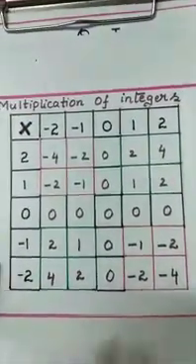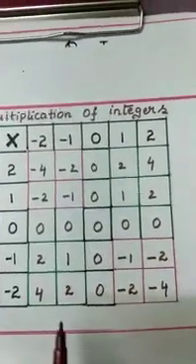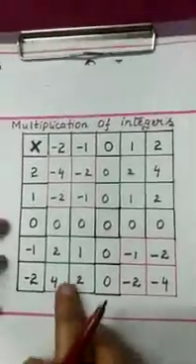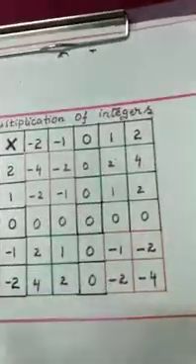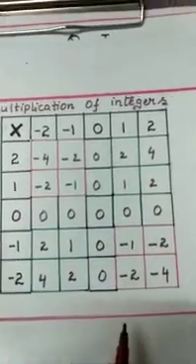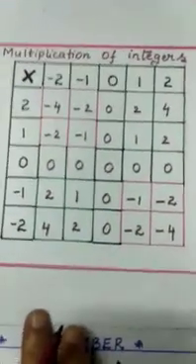Now you observe here, these green blocks indicate that we multiplied integers with same signs. So we got positive product. If you multiply these red blocks, we multiplied integers with different signs. So we got negative here. Now I think you understand.